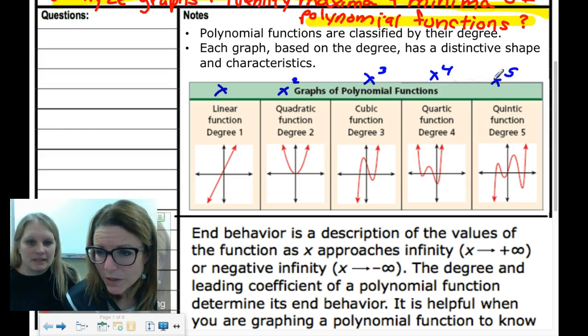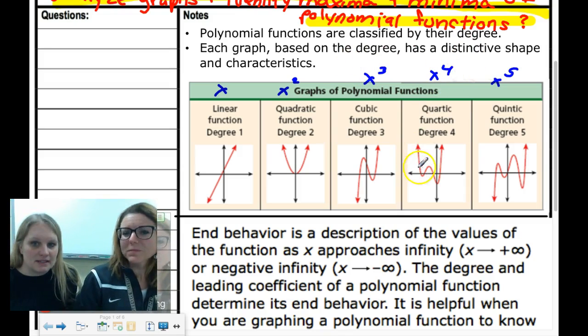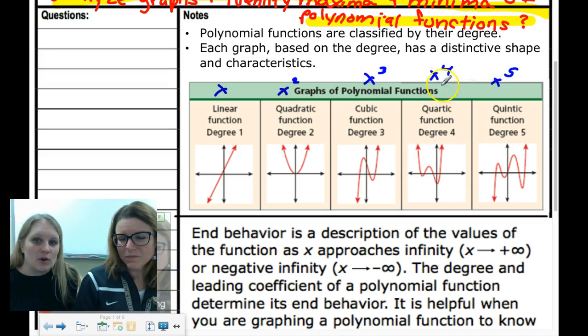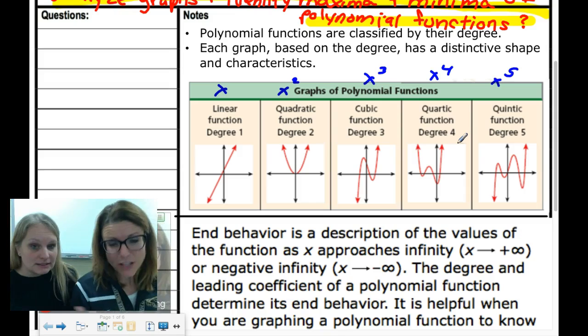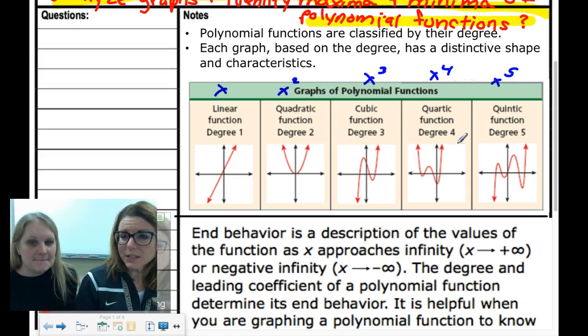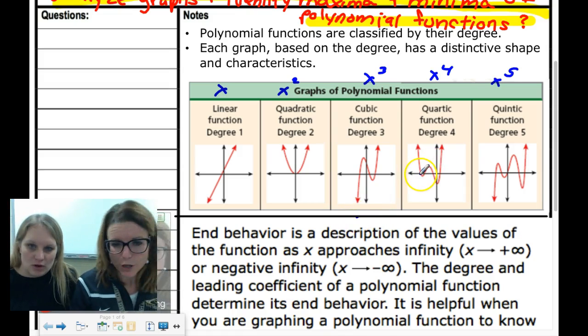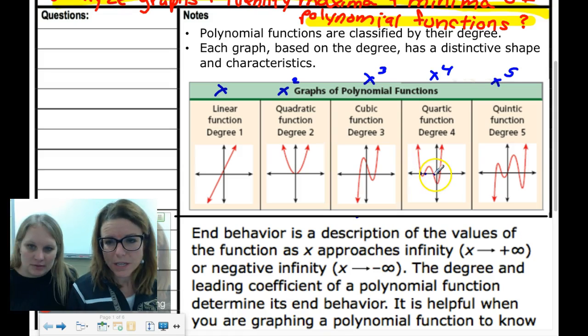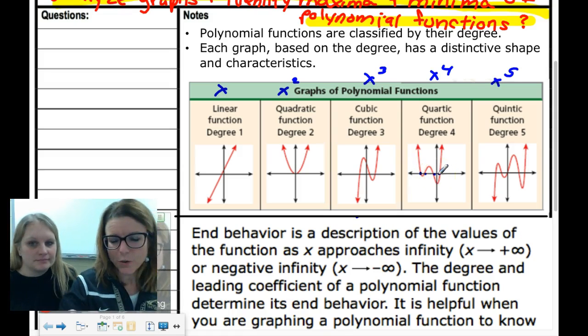Notice, 1, 2, 3. It's always one less for the humps. So say we have a quartic function that's to the 4th. That means we're going to have 1 hump, 2 humps, 3 humps. And another thing you look at is the degree is a 4 on x to the 4th. That means the graph's going to cross the x-axis four different times. It'll be 1, 2, 3, and 4. You already know all that.